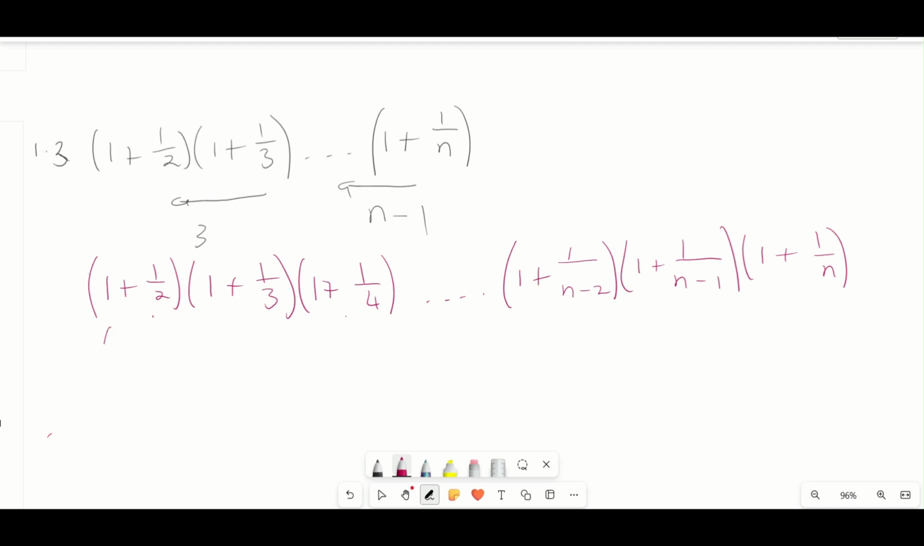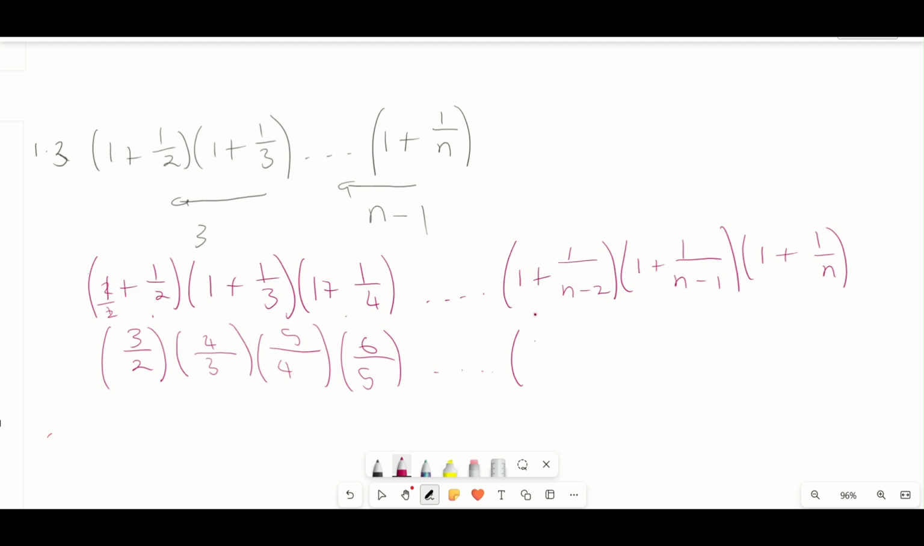So if I add the first factor, this is 2 over 2 plus 1 over 2, so I will have 3 over 2, times the next one, 3 over 3 plus 1 over 3, which is 4 over 3, and then this one here will be 5 over 4, and then automatically you can see 2, 3, 4, so here I have 5, here I should have 6, and so on.